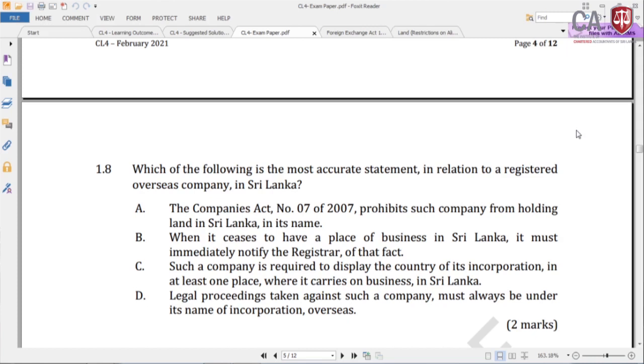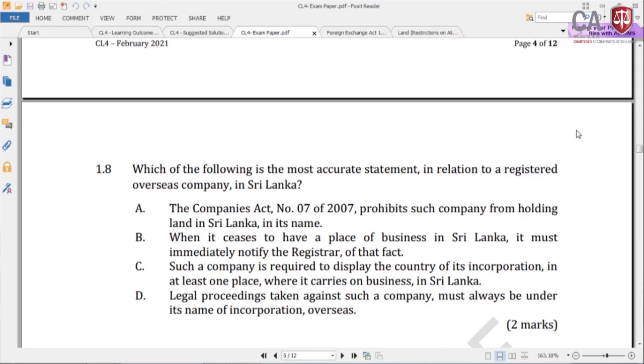B: when it ceases to have a place of business in Sri Lanka, it must immediately notify the registrar of that fact. That may seem wrong in a way, not accurate, because an overseas company can be registered and have a place of business in Sri Lanka, and if it ceases, then that means that the company cannot exist anyway.